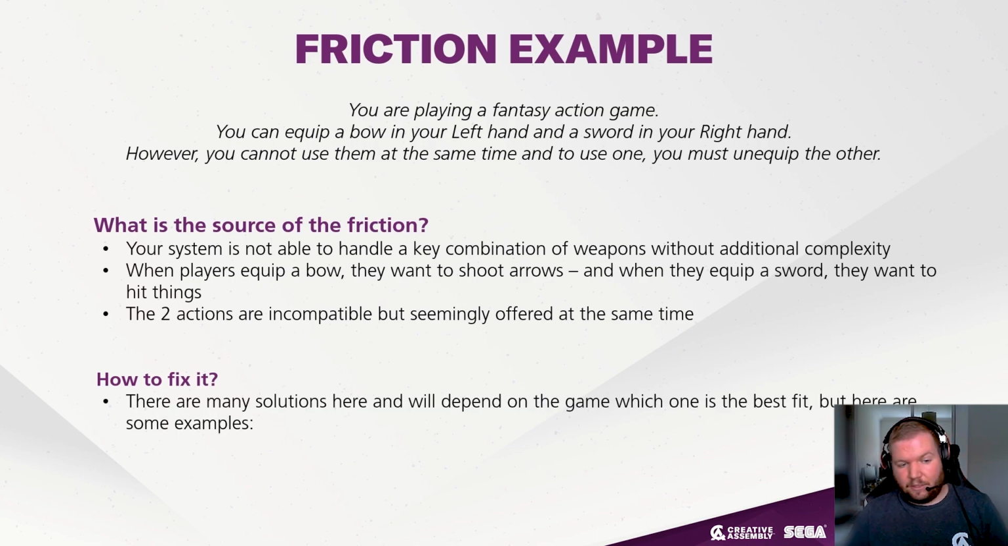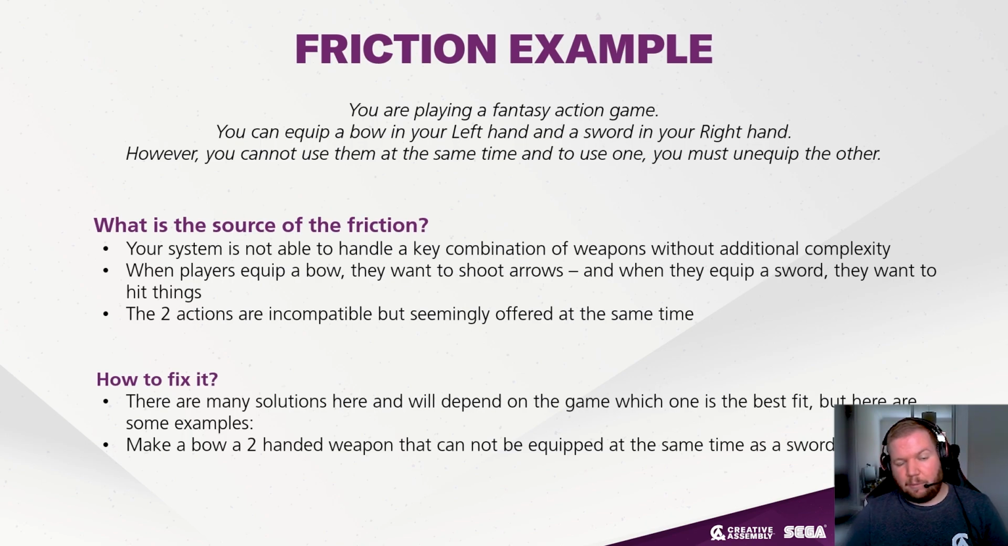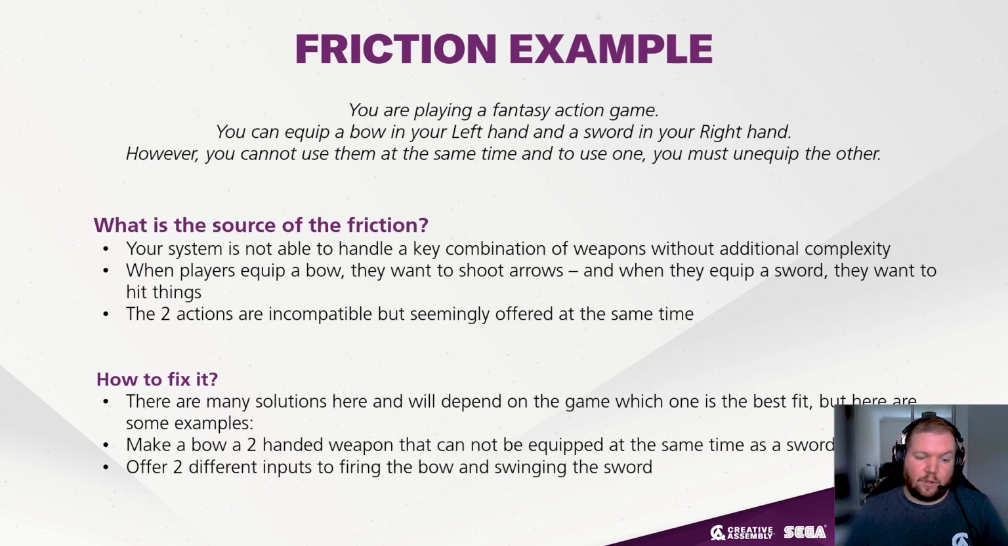There are ways to fix this, and there are many solutions. I would just suggest two of them here, but you need to figure out the best solution for your specific game, of course. One solution could be to simply make the bow a two-handed weapon, so a bow cannot be equipped at the same time as a sword. Then you've resolved the conflict. Or offer two different inputs for firing a bow and swinging a sword. Maybe you press left mouse click to hit with the sword and right mouse click to shoot with the bow. There can, of course, be other solutions, but those would eliminate the friction and the frustration from the game.